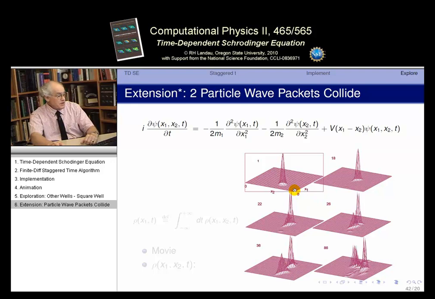Okay, so here, what we have is another example, and I'll show you movies of this in a moment. This is another example of the Schrodinger equation, except for two particles. So take a look at this.